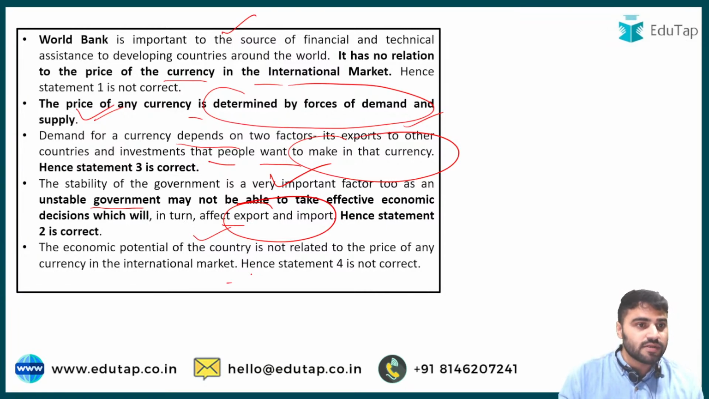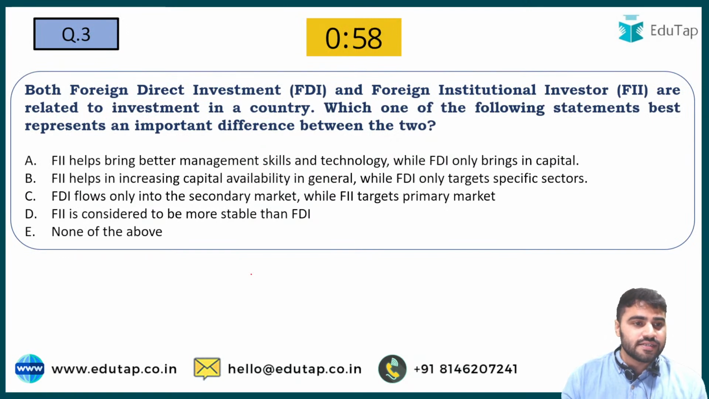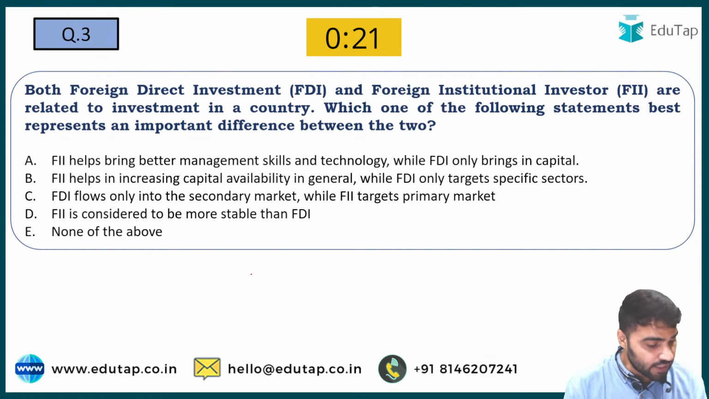Now let's move to question number 3. So guys, question number 3 is, both foreign direct investment and foreign institutional investors are related to investment in a country. Which one of the following statements best represents an important difference between the two? Your options are: FII, that is foreign institutional investors, help bring better management skills and technology, while FDI only brings in capital. Second, FII helps in increasing capital availability in general, while FDI only targets specific sectors. Third, FDI flows only into the secondary market, while FII targets the primary market. Fourth, FII is considered to be more stable than FDI. Or none of the above.